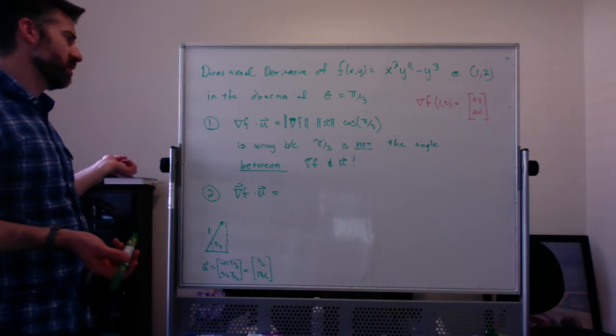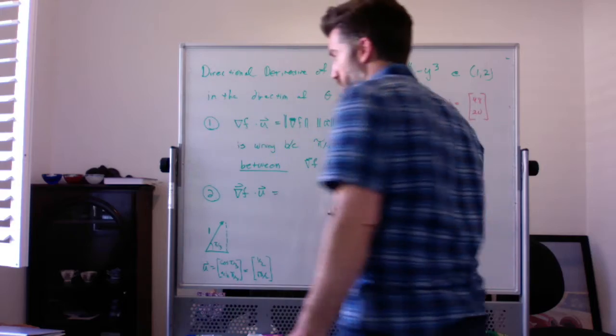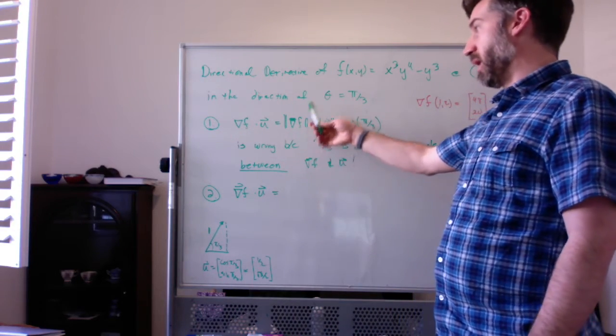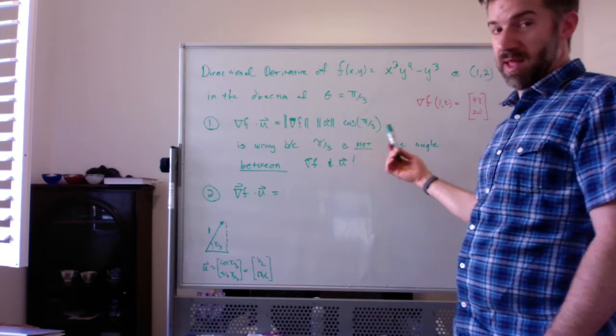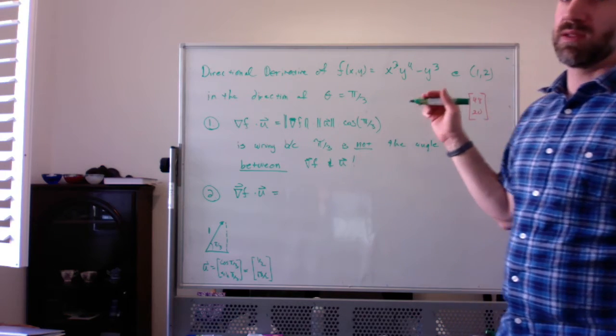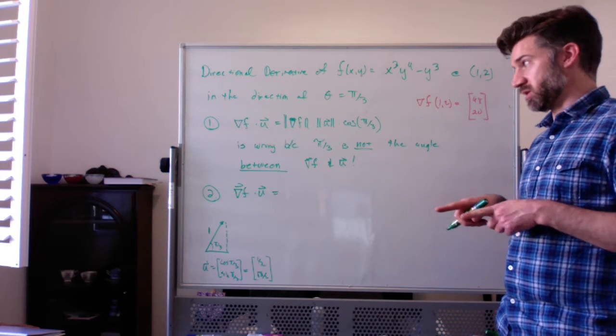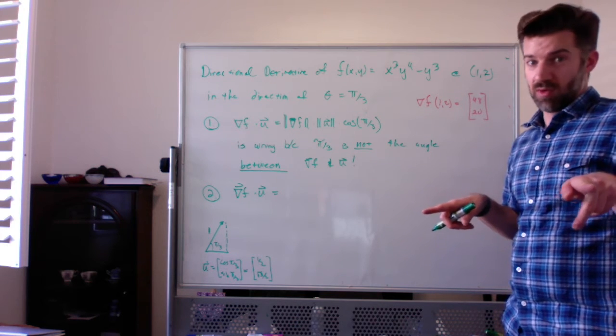I was making a wrong assumption. I was trying to calculate the dot product doing this, where the dot product is the magnitude of the gradient times the magnitude of the vector times cosine of the angle between them. And the mistake I was making is assuming that pi over 3 was the angle between the gradient direction and the vector u, because it's not.